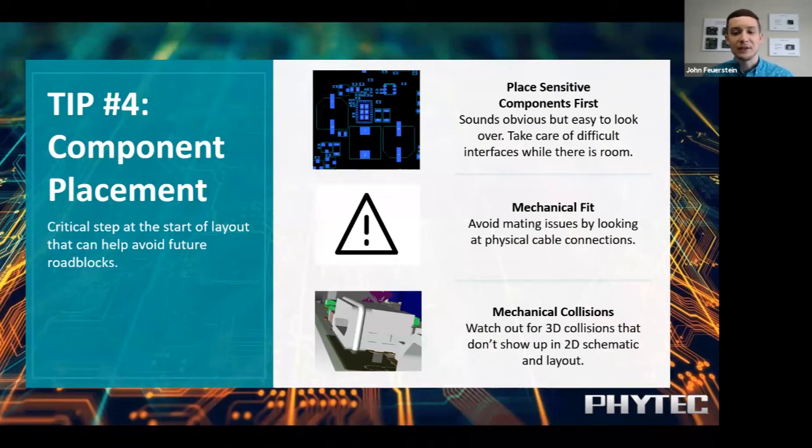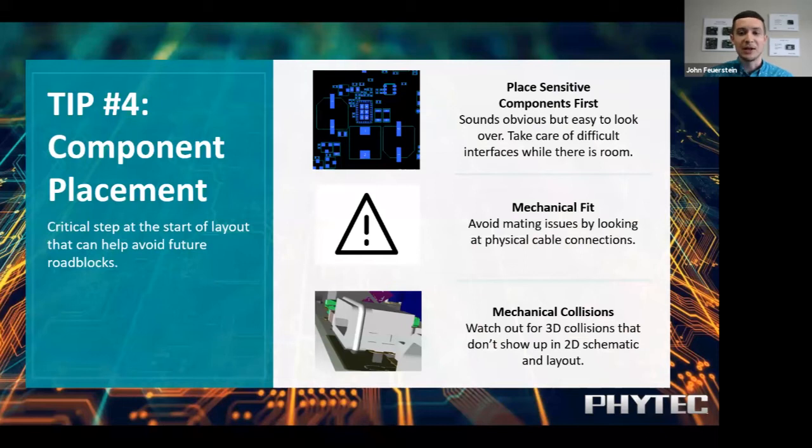The mechanical fit, avoid mating issues by looking at physical cable connections. What I mean by that is it's easy enough to place some connectors on a board and maybe it looks like, oh great, these fit along the edge. But when it comes time to actually plug in peripherals, plug in a cable, you might not be able to plug two next to each other because the cables are wider than the connectors themselves. Something like this is hard to visualize unless you've run into that problem before or have someone that has experience with that. So watch out for it. Think about the 3D while you're working in your 2D schematic and layout.